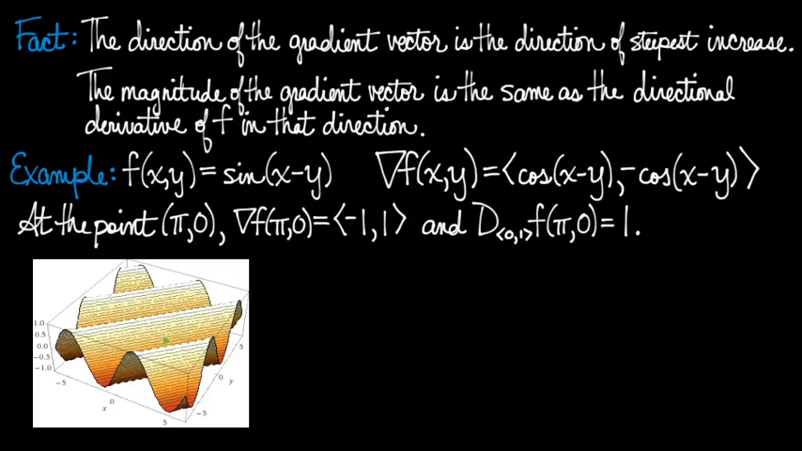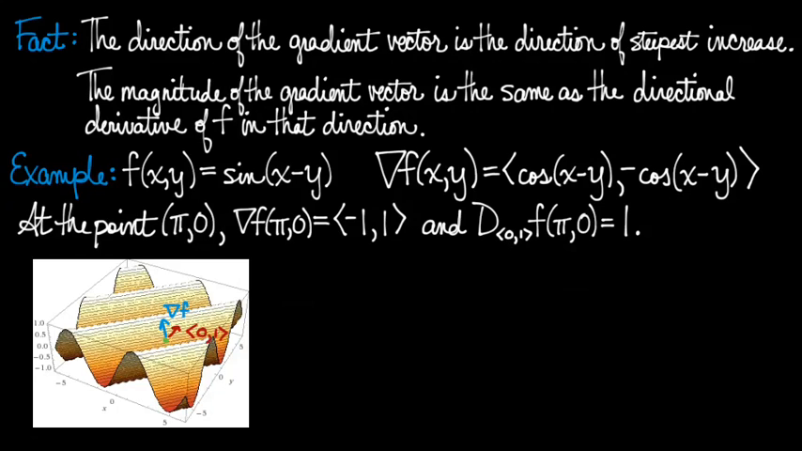This dot is the approximate location of the point (π, 0, 0). The gradient vector is (−1, 1), which points towards the back of this graph. If we were standing on this surface, this would be the most uphill direction that we could choose.